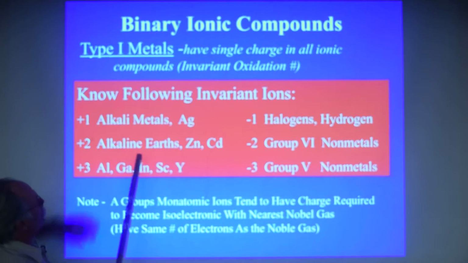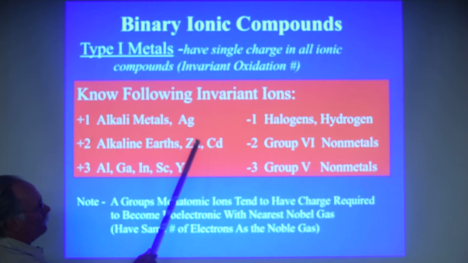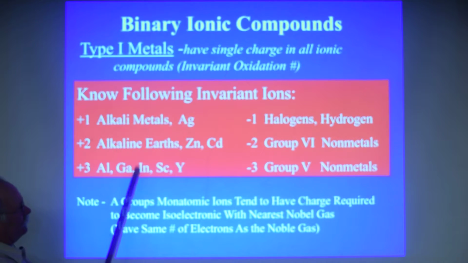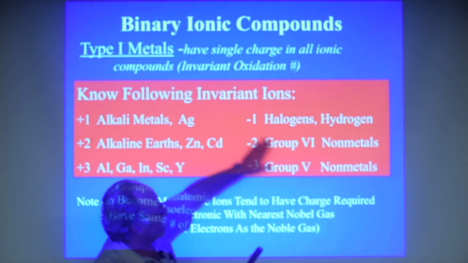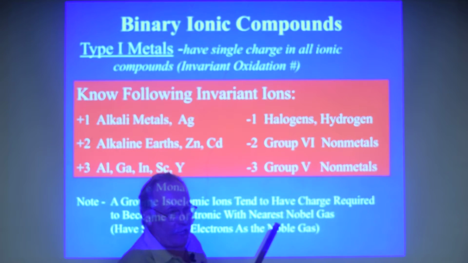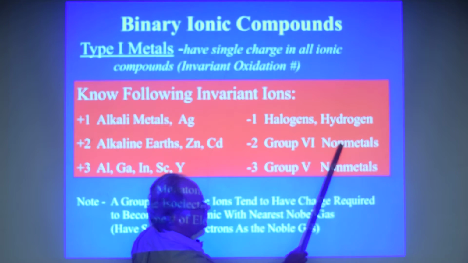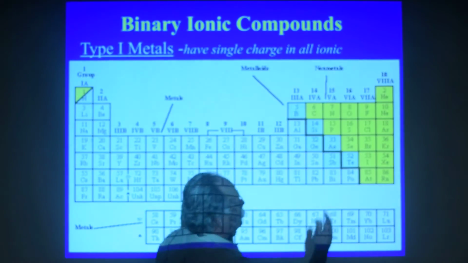So what you need to remember is that alkali metals and silver are +1. Alkaline earths, zinc and cadmium, are +2. Aluminum, gallium, indium, scandium, and yttrium are +3. Now the non-metals are invariant, okay? Halogens and hydrogen are always -1, they gain 1 electron. Group 6 elements always gain 2, group 5 elements always gain 3. You can see that here.